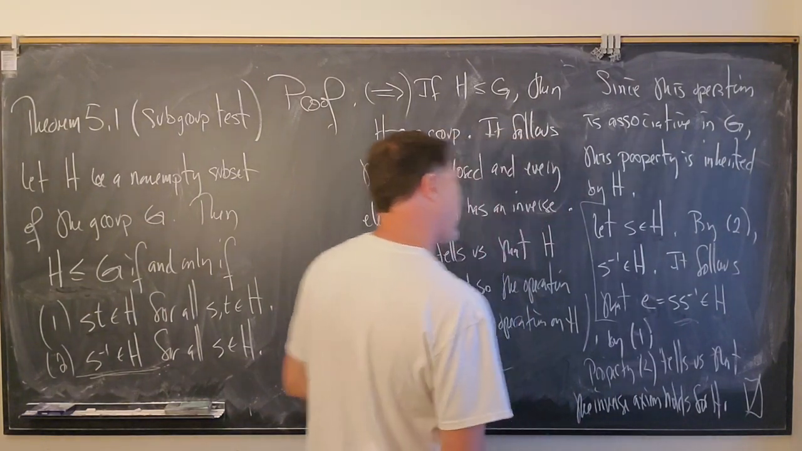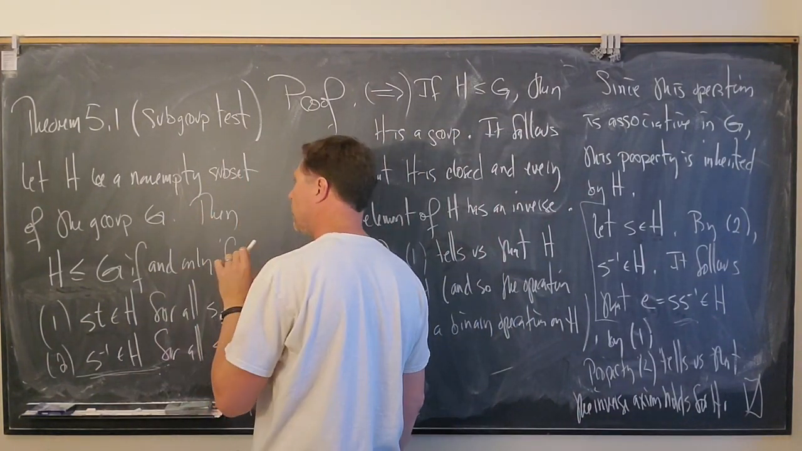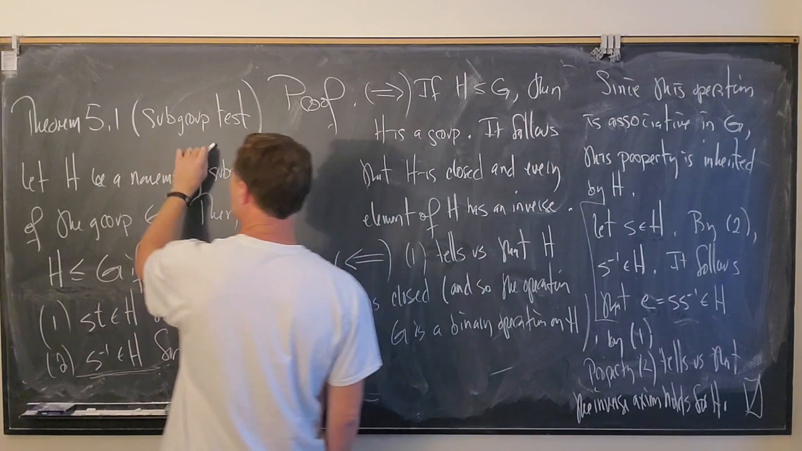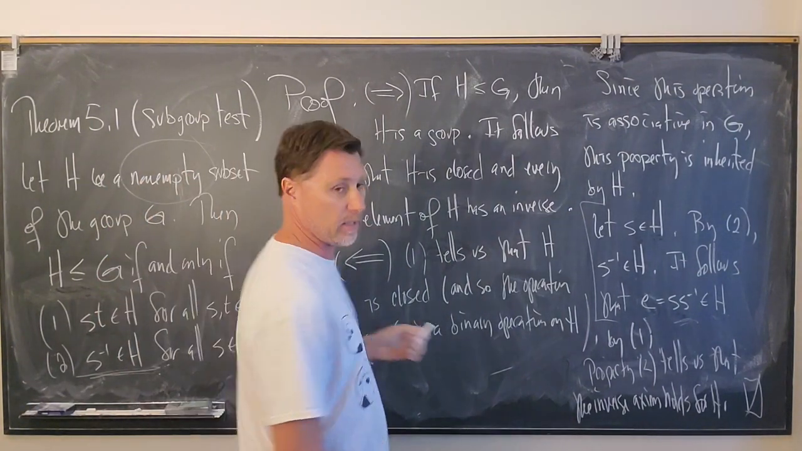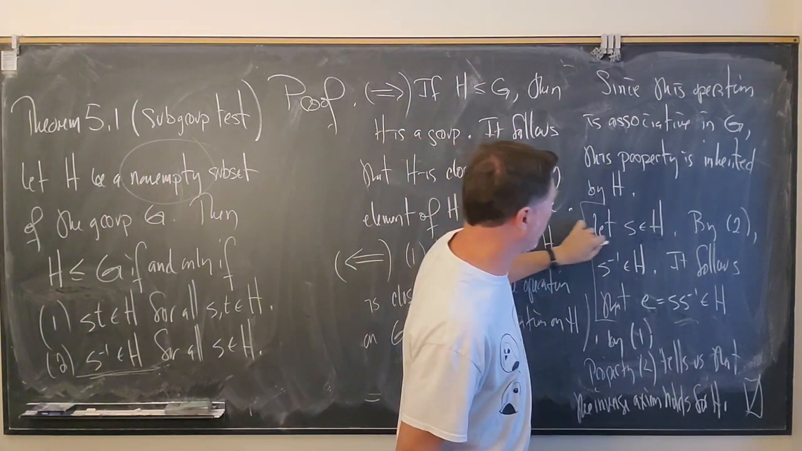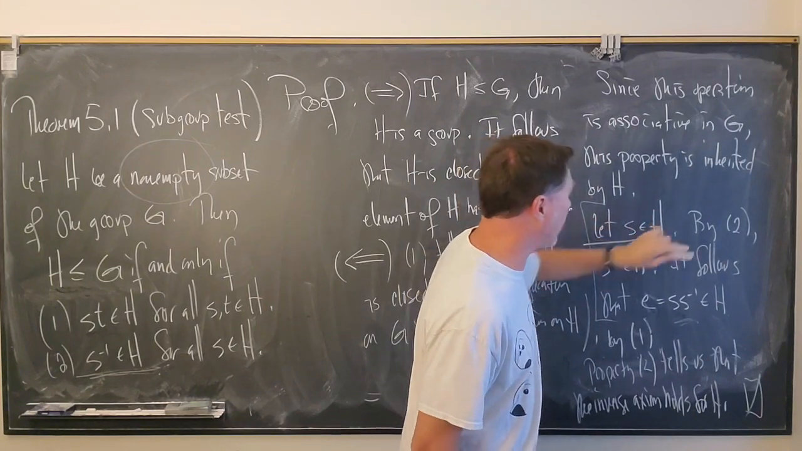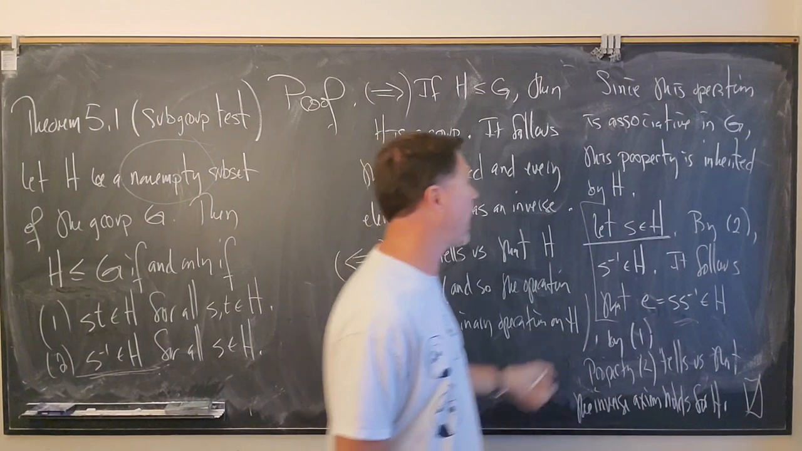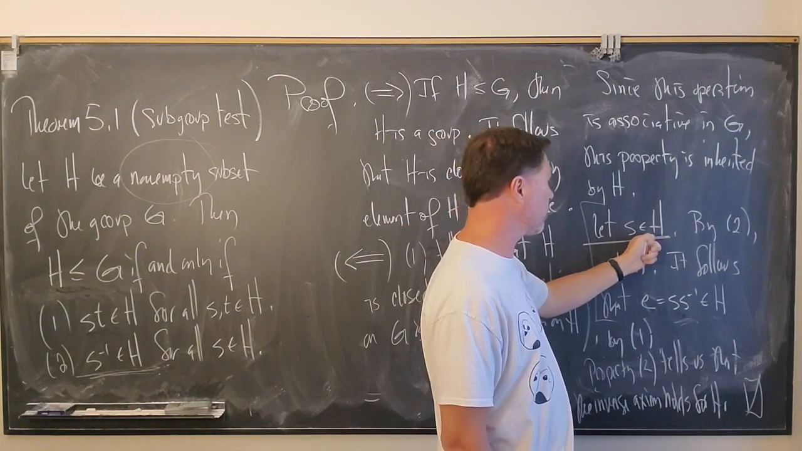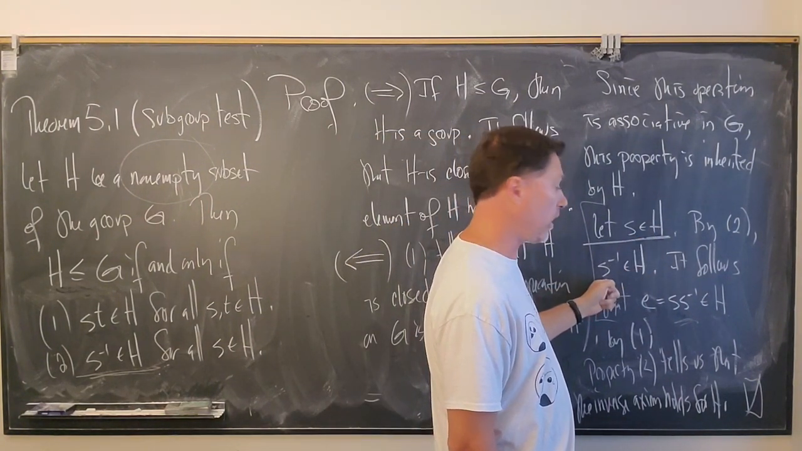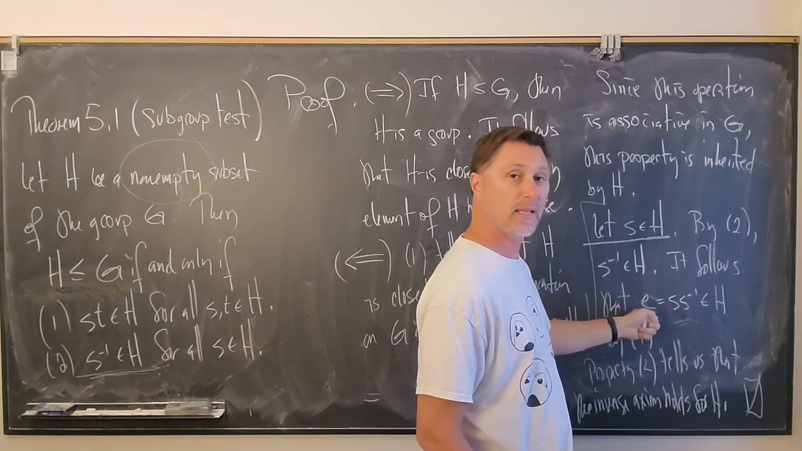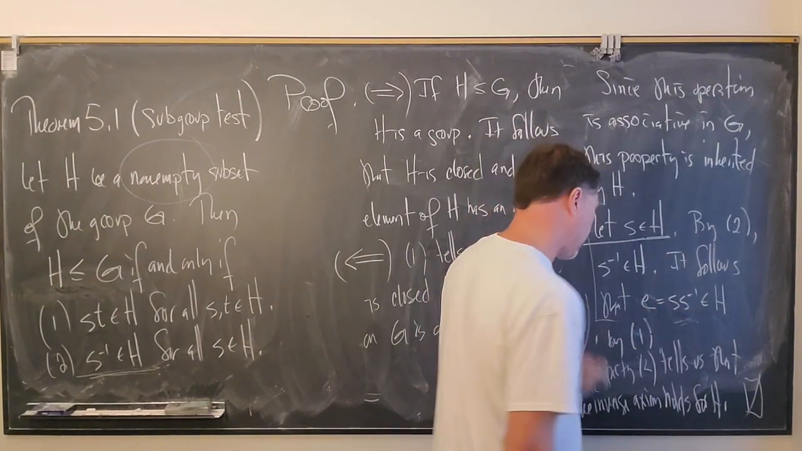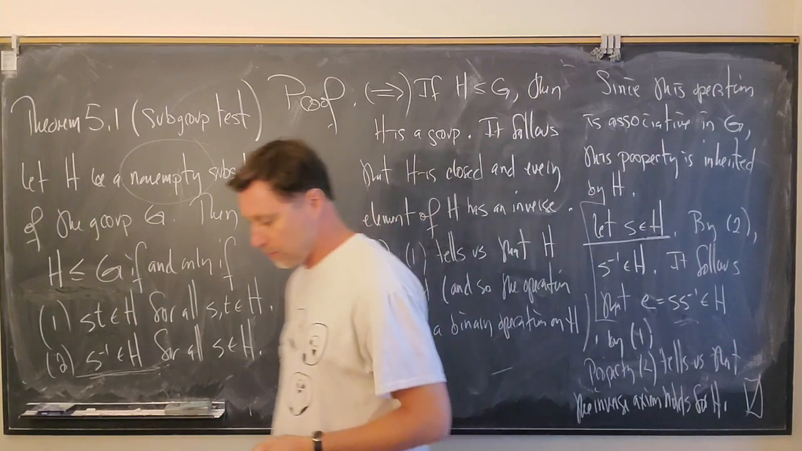And now, where I should ask you should ask yourself this: where did I use non-emptiness? It's right there. The fact that H was non-empty allowed me to say the sentence, let S be an element of H. As soon as I had at least one element in H, I know that the inverse is in H. Multiply it, and that gives me the identity in H. So it's kind of a fun proof, right? And that's called the subgroup test.